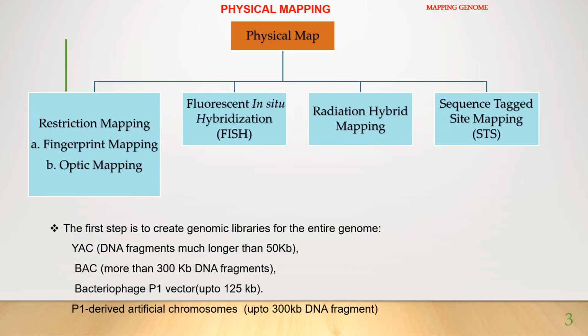The different methods to construct a physical map are restriction mapping, which includes both fingerprint mapping as well as optical mapping, fluorescent in situ hybridization or FISH technique, radiation hybrid mapping, and sequence tag site mapping or STS.